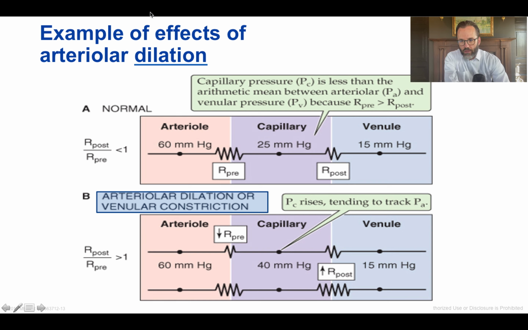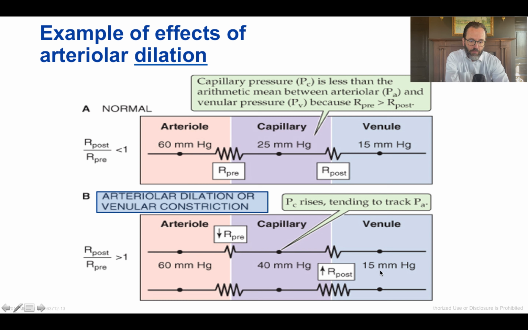Now, in contrast, when we evaluate the effects of arteriolar dilation, again, you can see here, normal conditions, arteriolar pressure 60 millimeters mercury, capillary pressure 25, and venular 15. Now we're reducing that resistance at the arteriole and in that precapillary region. You can see that we go from roughly 60 millimeters of mercury in the arteriole, dropping now to 40 millimeters of mercury in the capillary. So significantly closer to what you observe in the arteriole, but again, not approaching mean arterial pressure by any means.